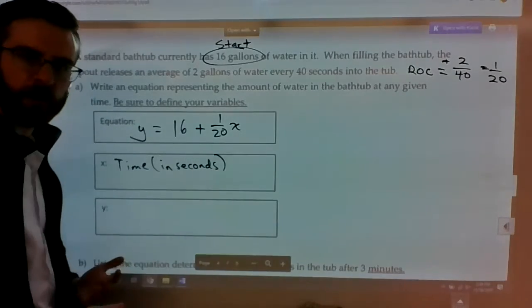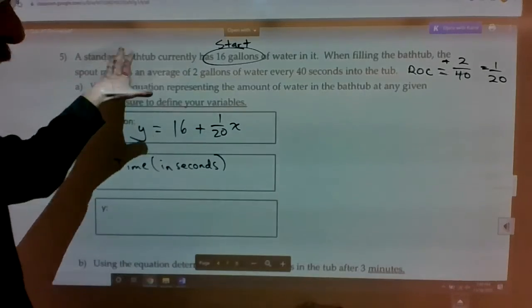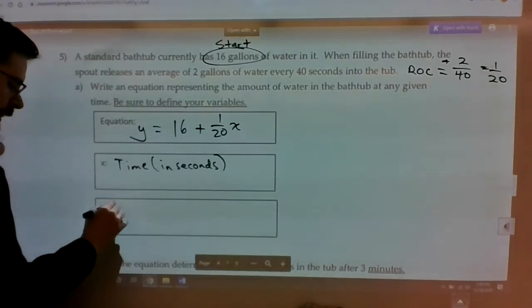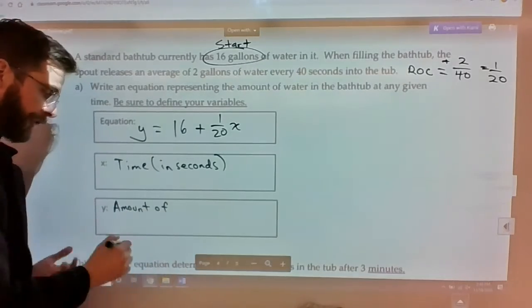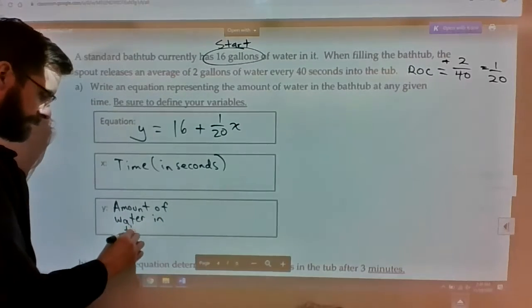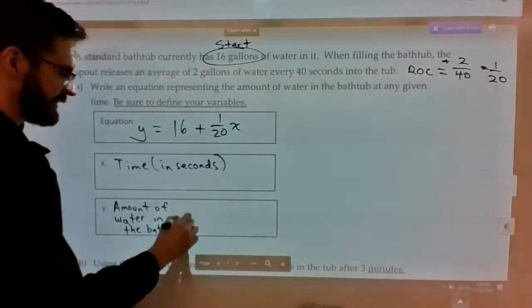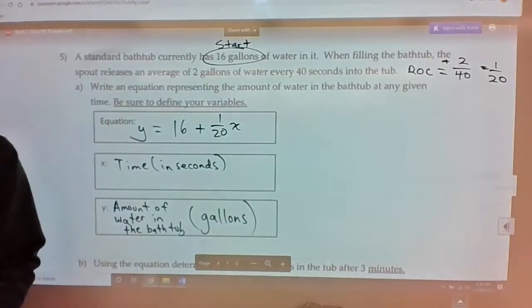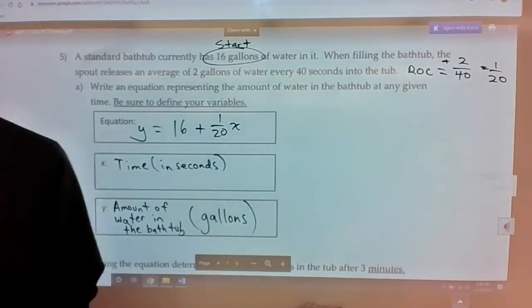And it's really the time in which we're filling up the bathtub. Y represents the volume of the bathtub, the amount of water in the bathtub. And the unit we're using for that is gallons. So, if you can do this, that's an automatic 3 points right off the bat.